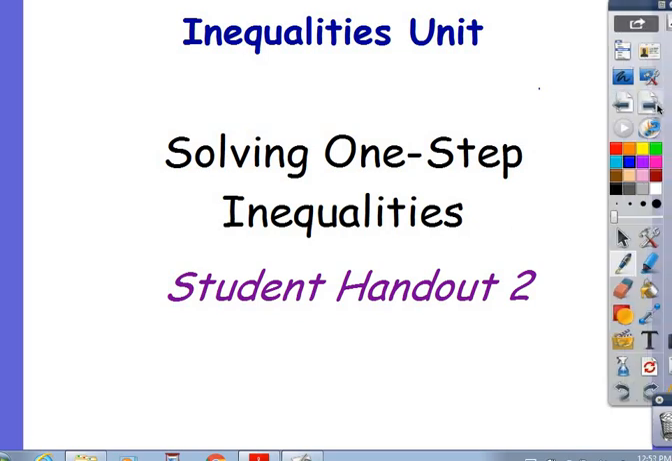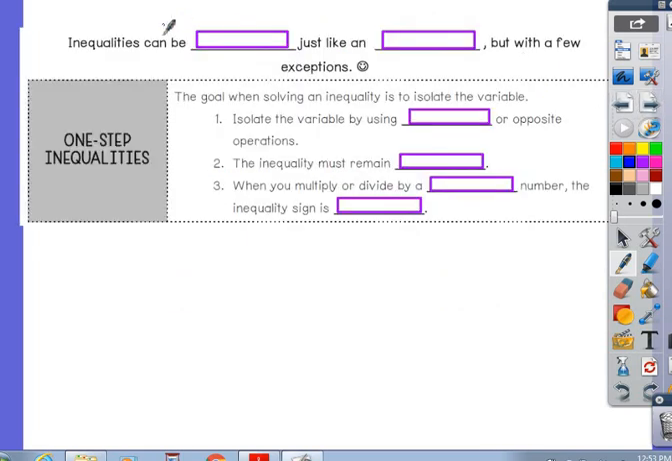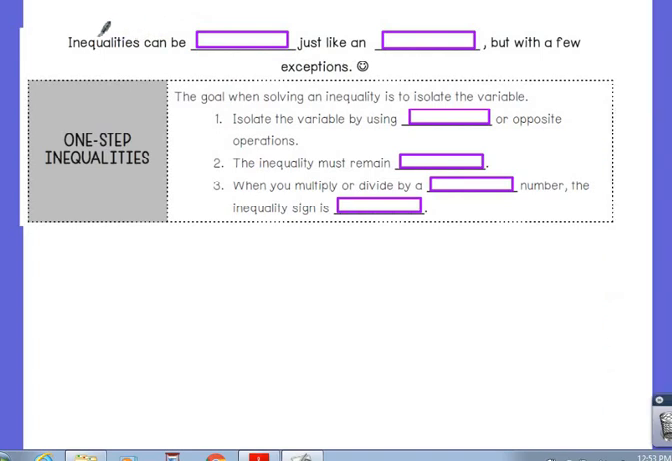I learned it in 8th grade. Back in the day, this used to be taught in 8th grade. Yeah. So, we have already solved one step.